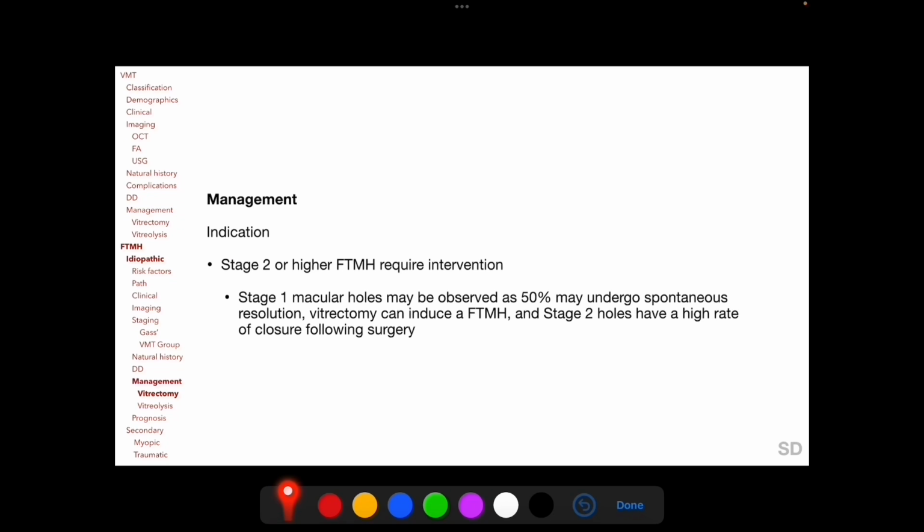Surgical repair is indicated for Stage 2 or higher full thickness macular hole, but Stage 1 macular holes may be observed as 50% may undergo spontaneous resolution. Vitrectomy itself can induce a full thickness macular hole, and Stage 2 macular holes have a high rate of closure following surgery.